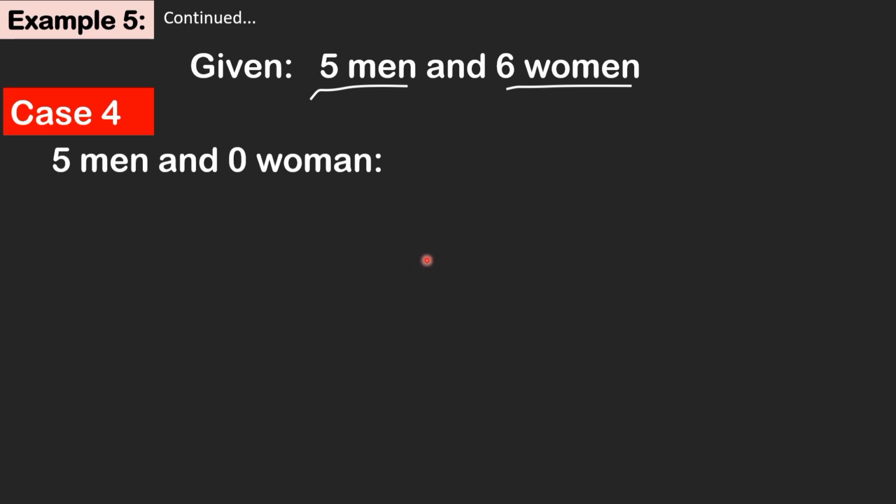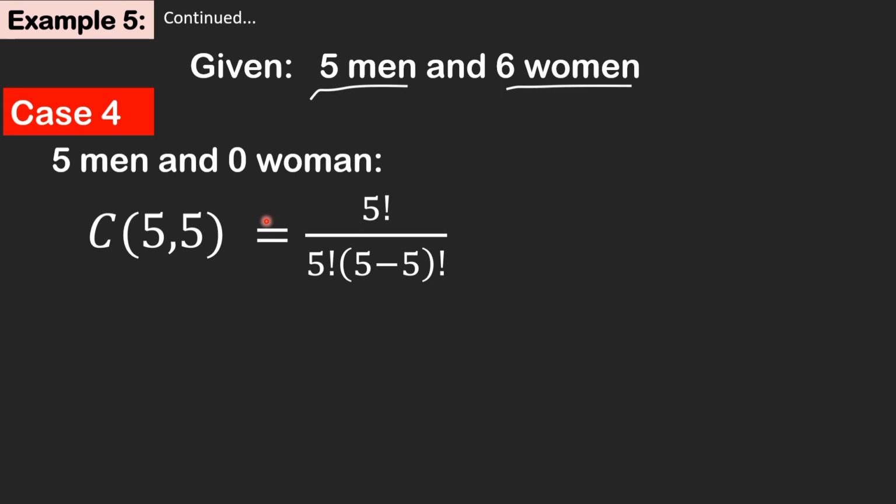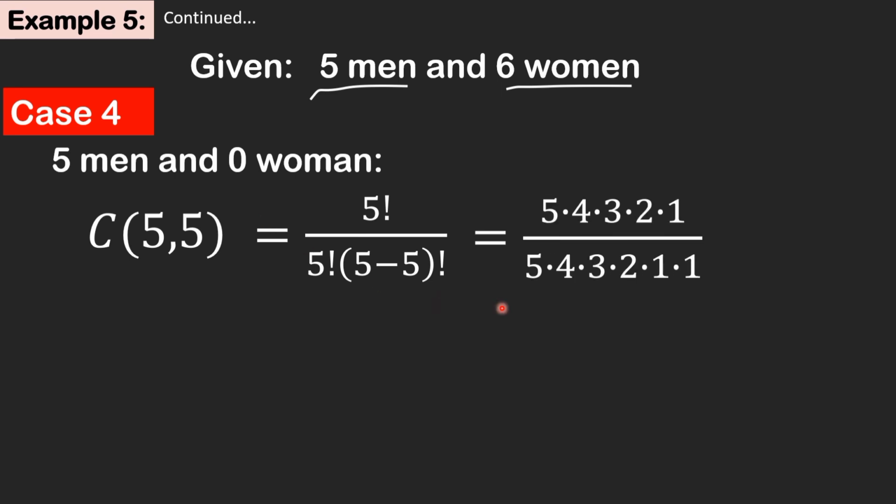Case 4. 5 men and 0 women. Choose 5 men from the 5 men available. Substitute the n and r to the combination formula. Expand and then simplify by cancellation. Then there is only one way to select 5 men out of 5 men available.